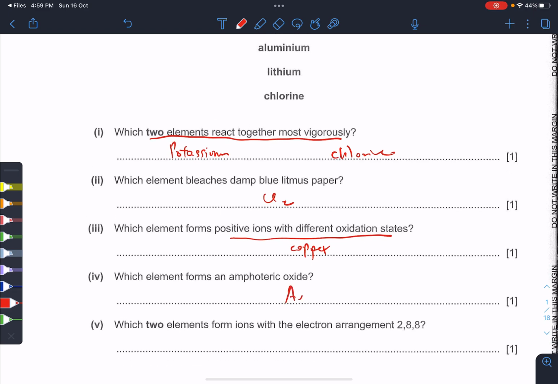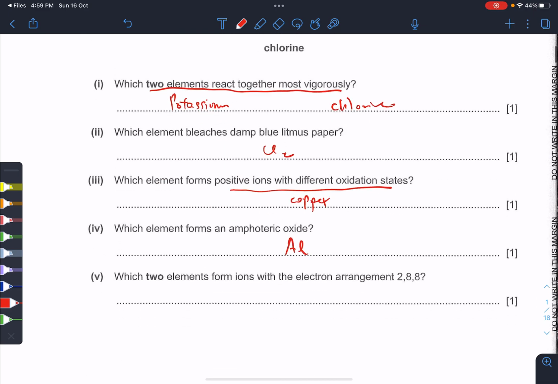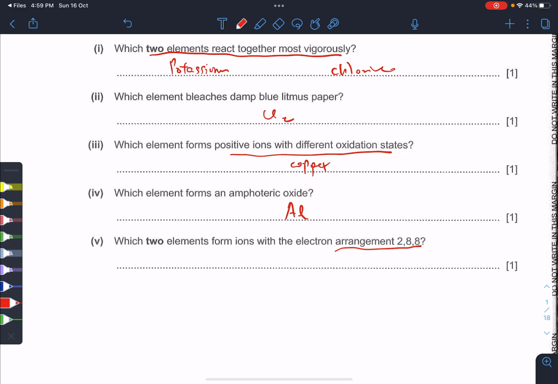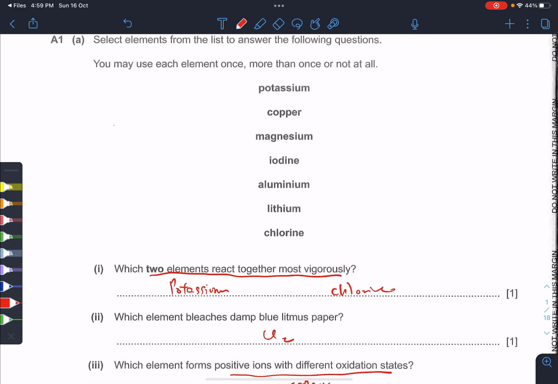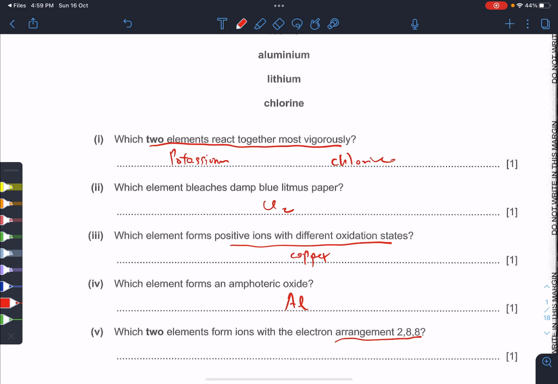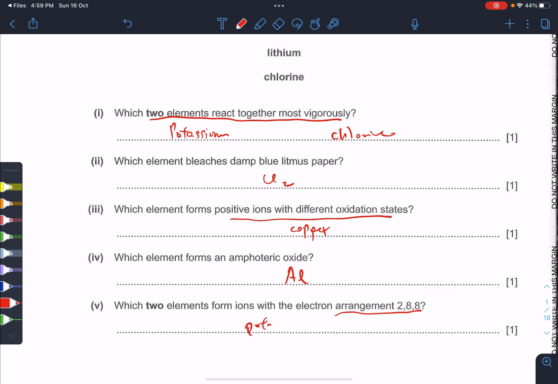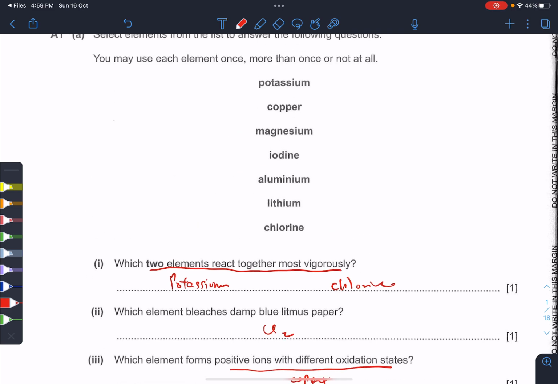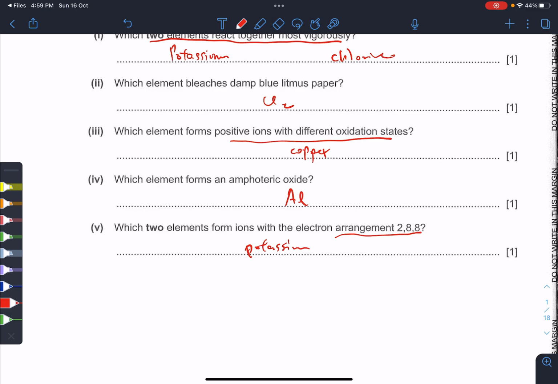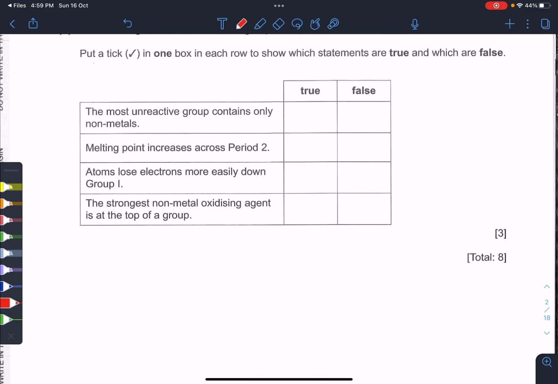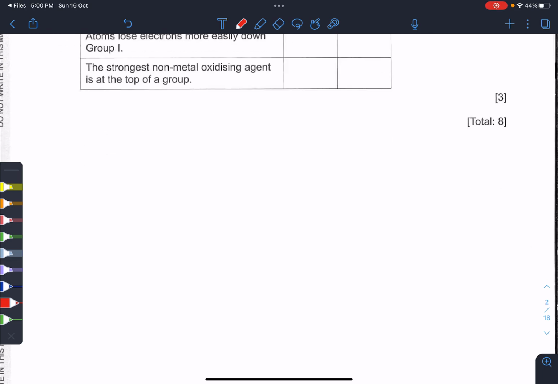Amphoteric, quite standard, aluminium. 2,8,8,1 is potassium, and chlorine is 2,8,7. So this page is generally quite fine. This page is also quite fine, so I'm going to move on.